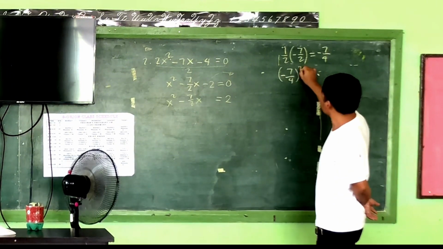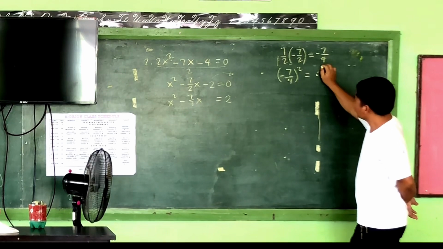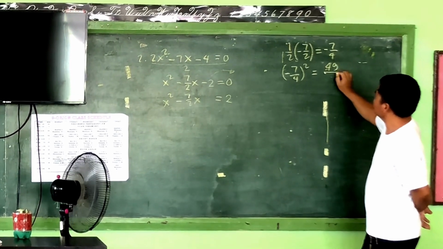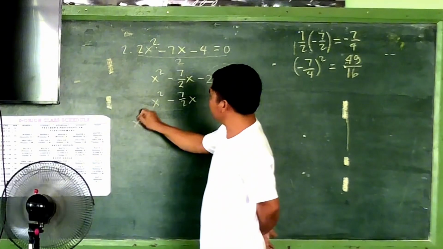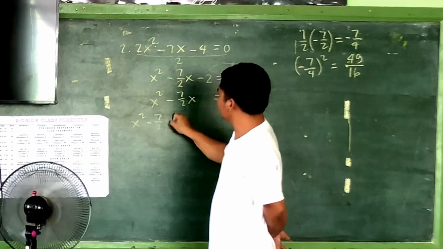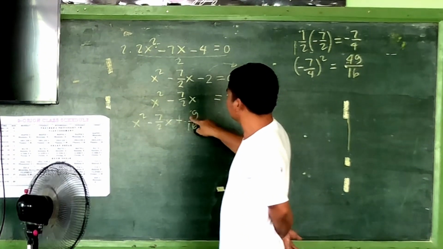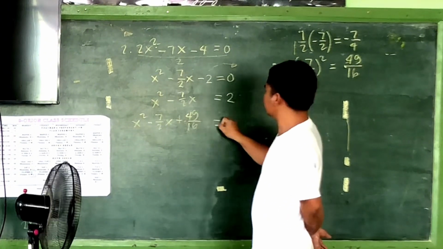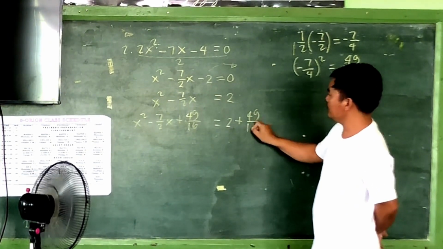square it. What is the square of negative 7 over 4? 49 over 16. So we need to add it. So x squared minus 7 over 2x plus 49 over 16 equals 2 plus 49 over 16.